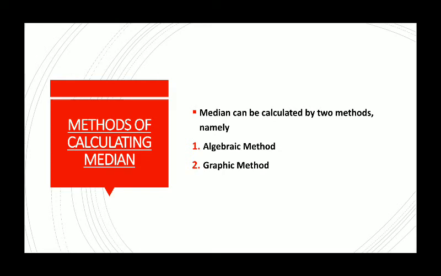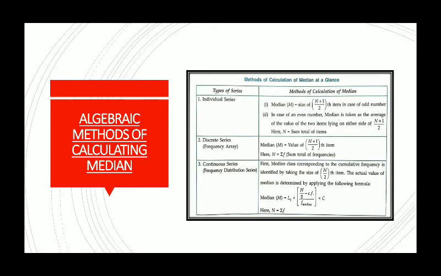Now, median can be calculated by two different methods. First one is the algebraic method, which we always use. Second is the graphic method, which can be used but is not commonly used. So let's start with numerical examples. Before going to examples, let's see what are the formulas required if we calculate median through the algebraic method.